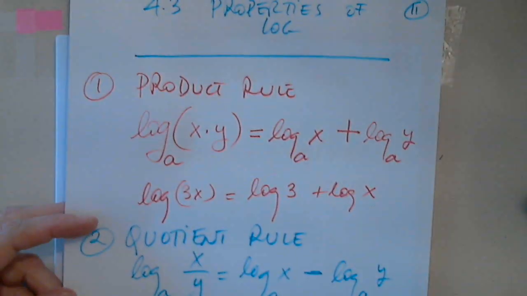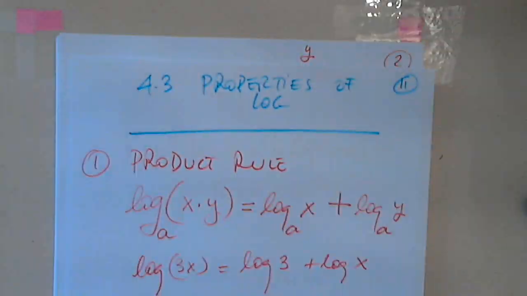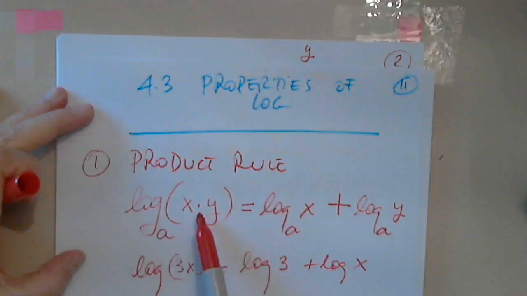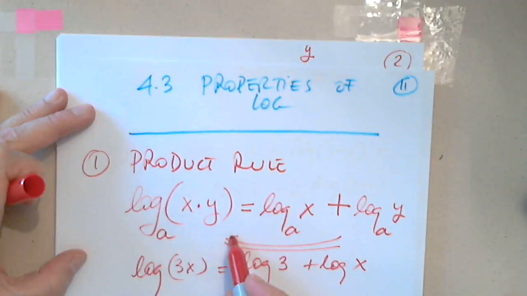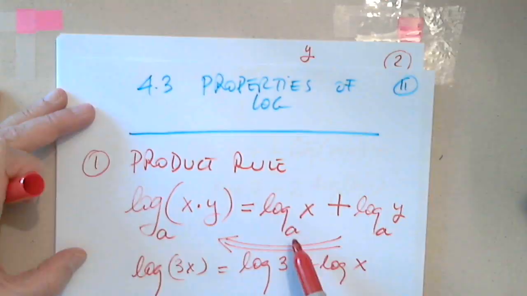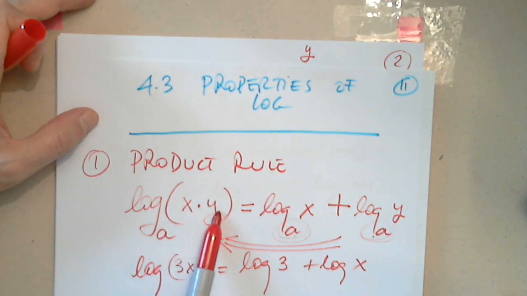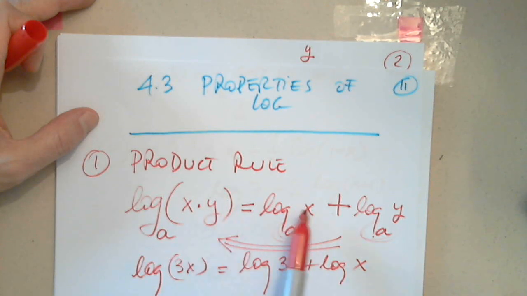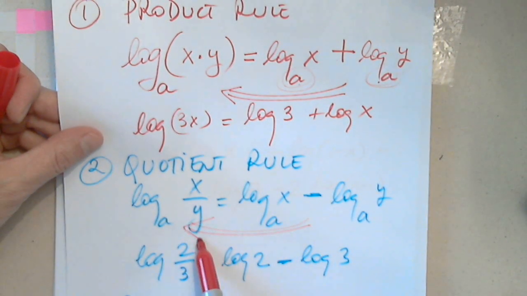So what I want you to understand about these 3 rules is this. When we apply log to a product, we get a sum. But also, we can go backwards. If we have a sum of 2 logs with the same base, we can condense it into log base a of x times y, because it's a sum. Same way here. We can go back.